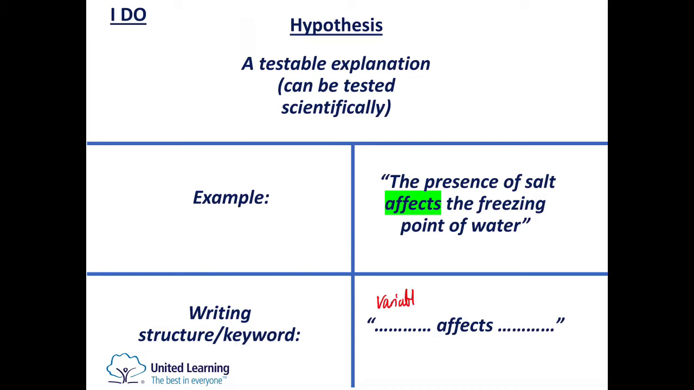We have a particular variable, for example, the presence of salt. So that's variable 1 over here. Affects, so you can see why I've highlighted affects, because that variable 1, the presence of salt, is going to affect the variable 2, the freezing point of water. So this is variable 2. And we're going to be talking about the different variables later on. But this is a good way to structure your hypothesis.